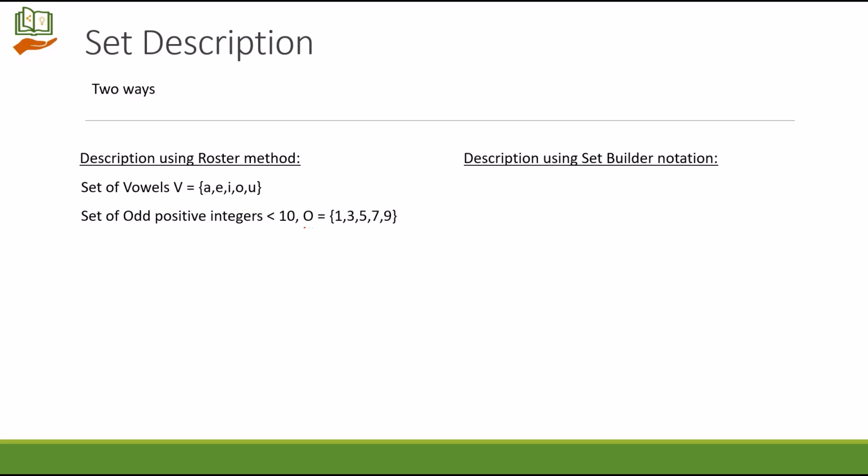The next method is the description using set builder notation. Here you will not specify the elements exactly, but you will give a description of those elements. If we take this particular set O, you can describe this as x is an odd integer less than 10. If you want to translate this into set elements, you can just take 1, 3, 5, 7, 9. They are less than 10, and at the same time they are odd.